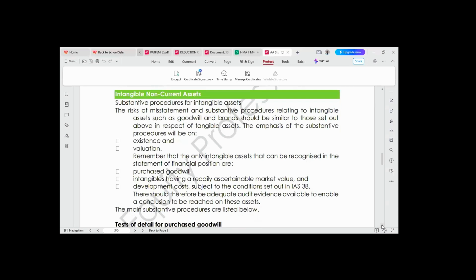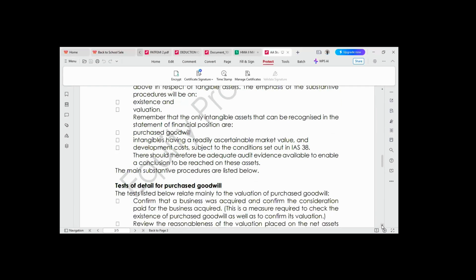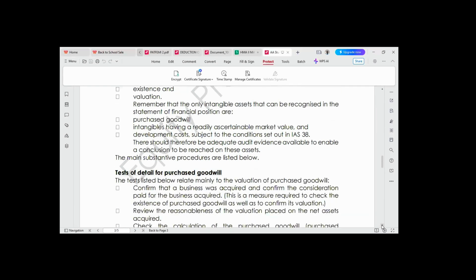Now, the main substantive procedures for the intangibles are these. We want to look at them now. The first one, test of details for purchase goodwill. Purchase goodwill mostly happens when there is an acquisition. Like now that Providence Bank and Unity Bank have merged. So if one of them had goodwill, or both of them had goodwill, they will look at the value of the purchase goodwill. So the value that they have will be the purchase goodwill.